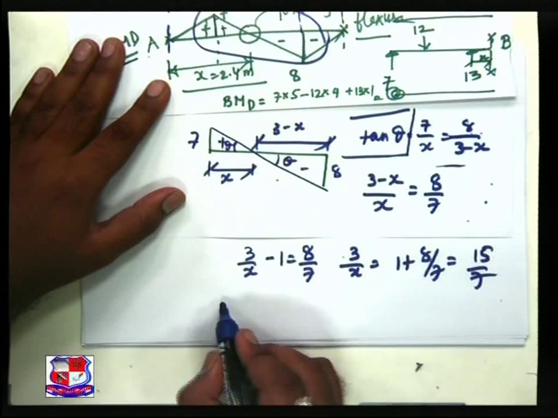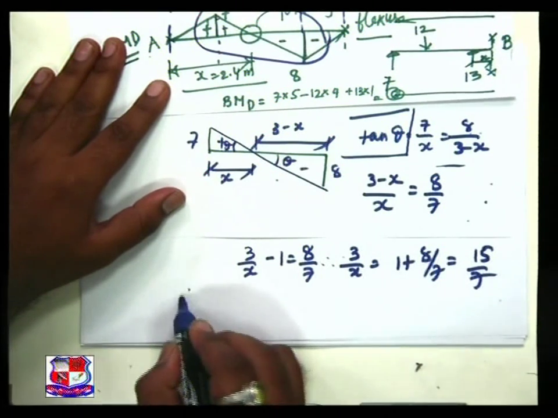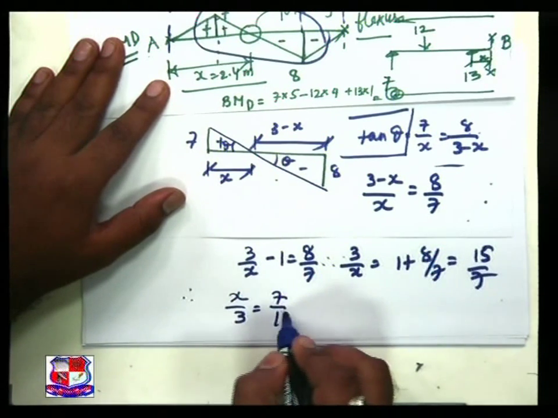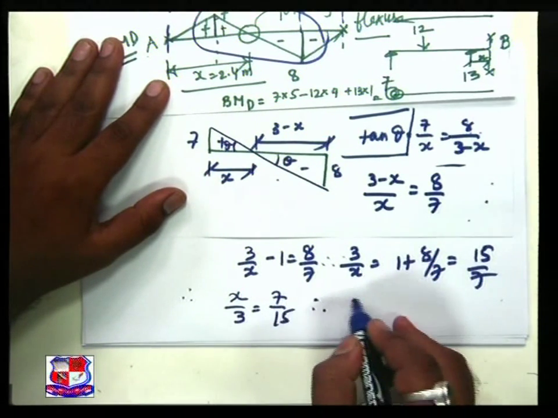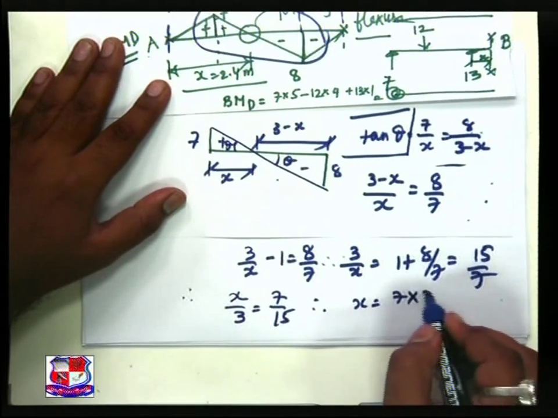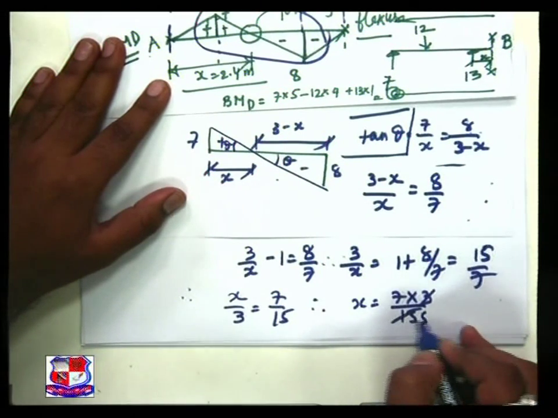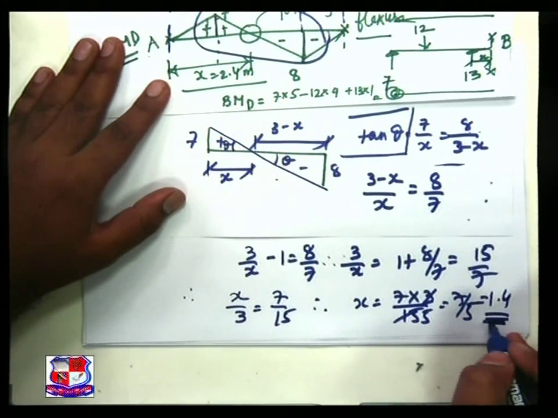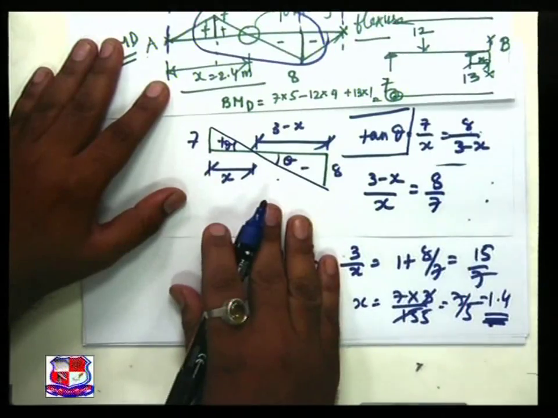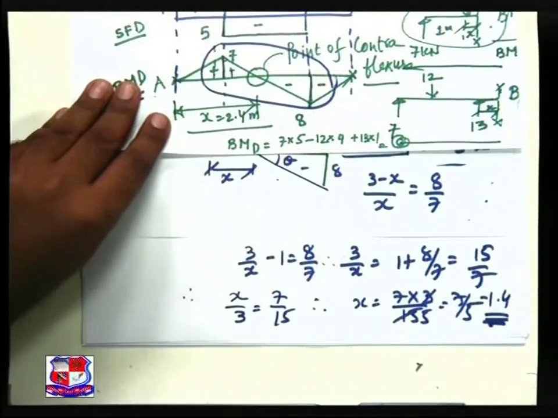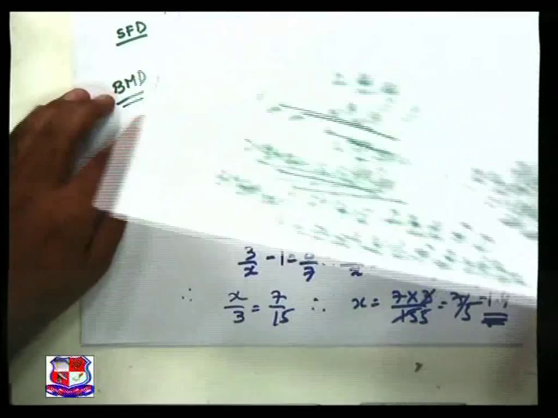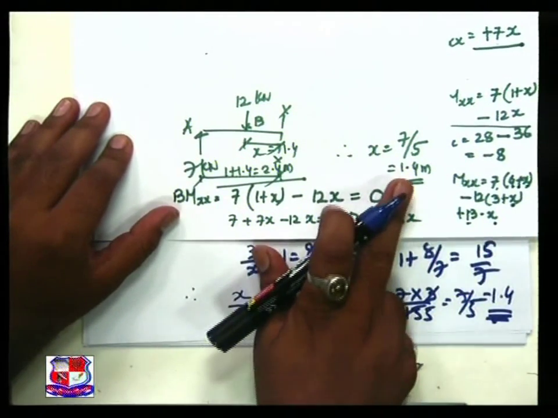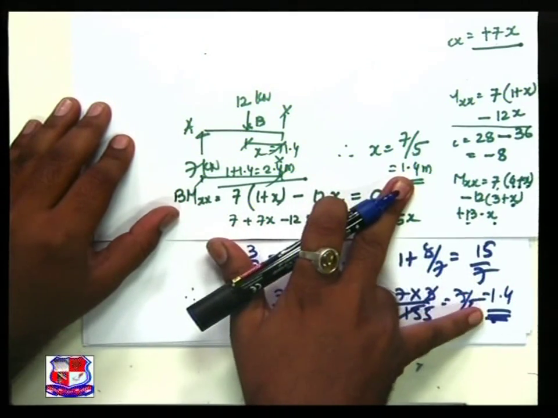Therefore x/3 = 7/15. Therefore x = 7 × 3/15 = 7/5, we achieve 1.4. The same answer we can get from the equation over here. The same answer we got, that is 1.4, and the same answer over here.